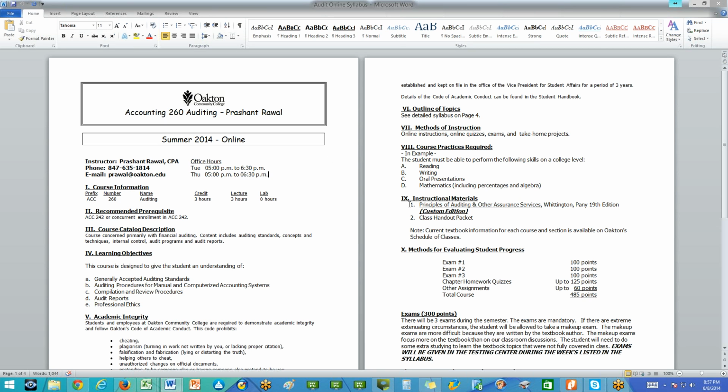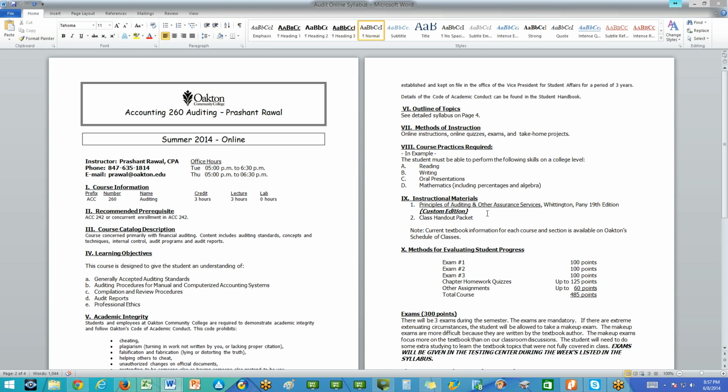The textbook is what I want to first start with. Principles of Auditing and Assurance Services, Whittington Pany, 19th edition. It says it is a custom edition. The reason why you cannot simply go to Amazon and pick up any old Whittington Pany edition at a lower rate is because this custom edition publication is at a much lower rate than the 19th edition you may find outside, and it also has audit cases in it which you may not find in a regular textbook. So you will get this textbook from the Oakton bookstore.